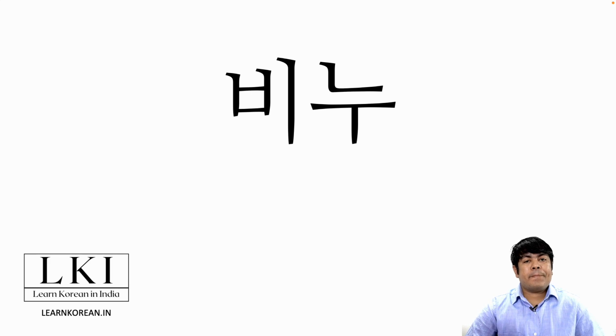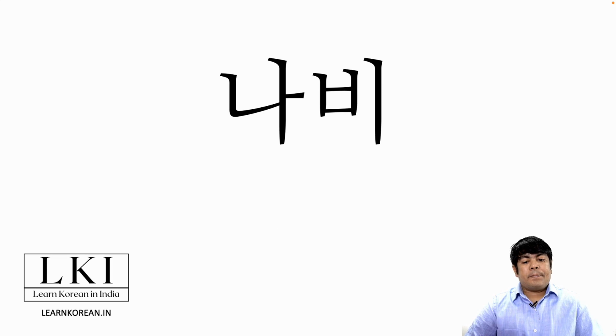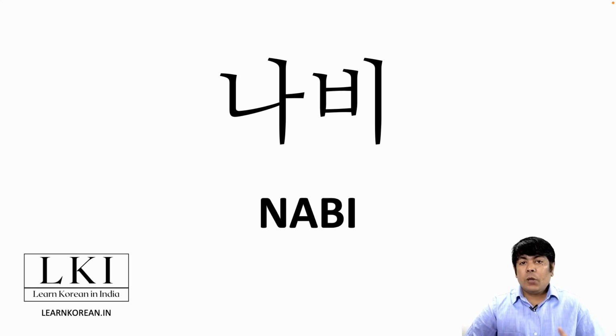Next one, you can pause and try to read, and then you can replay the video. Here the first character is p, pa, p plus i, so pi, n plus u, nu, so pinu. In the next one, the p character is not in the beginning, it's in the middle. So the change will happen and the p will be pronounced like b. So the pronunciation of this word will be na, na plus a, na, and p plus i, bi, nabi, not napi, nabi.